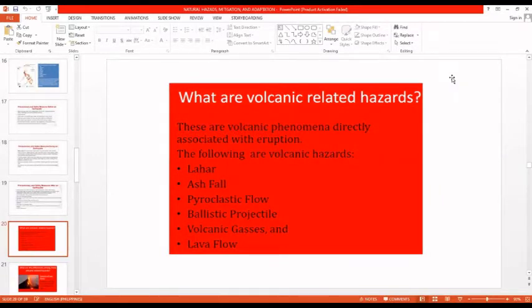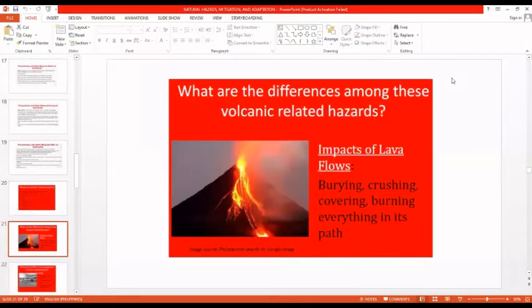So what are volcanic-related hazards? So these are the volcanic phenomena directly associated with eruptions. So the following are volcanic hazards. Number one, we have the lahar, ashfall, pyroclastic flow, ballistic projectile, volcanic gases, and the lava flow.